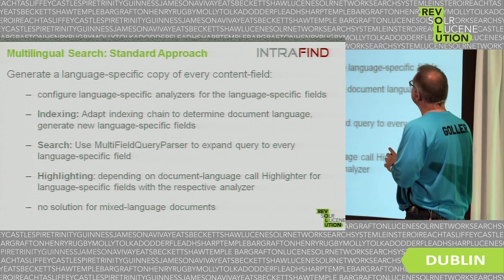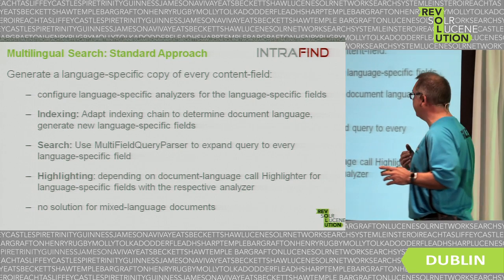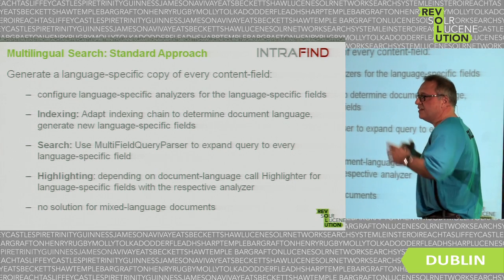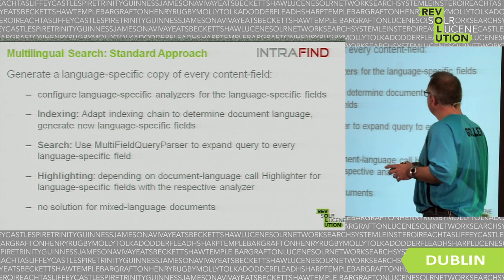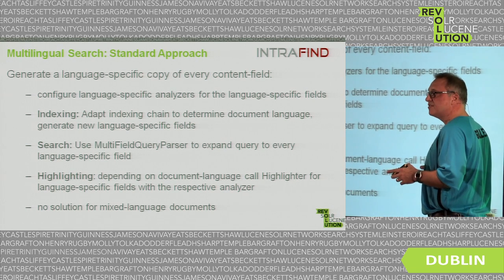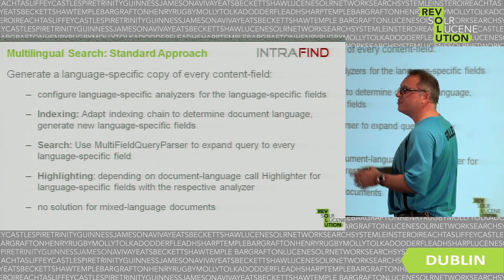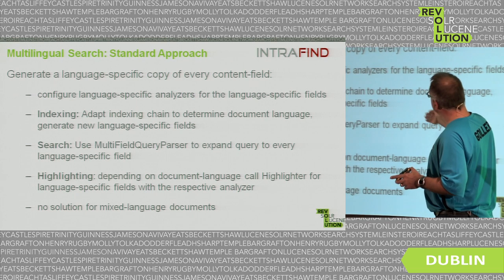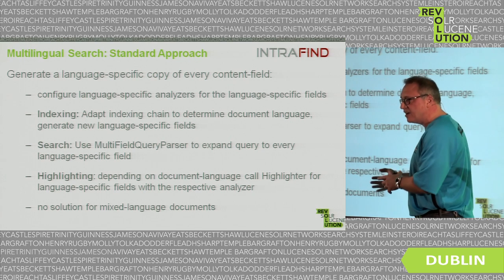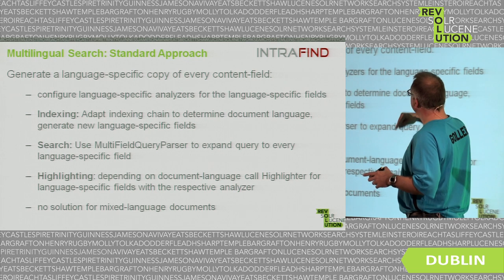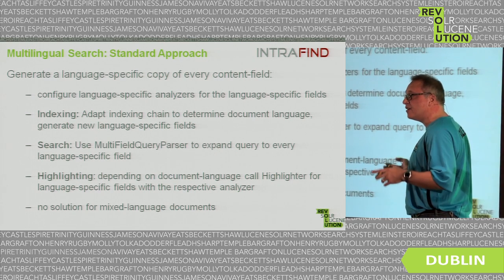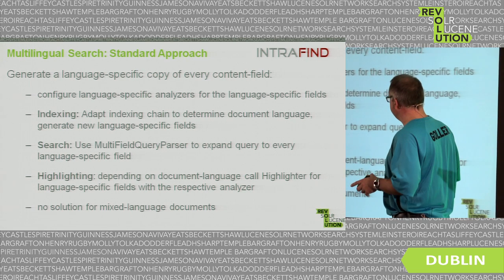So the standard approach for multilingual search, and it's still the approach we also follow currently, is to generate a language-specific copy of every content field, at least in the Solr schema, and so configure language-specific analyzers for each of these fields. So you have one analyzer for German content, one analyzer for English content. Yeah? And in the indexing chain, you have a language identifier, or the language might come with the document already, and depending on the language, you copy the content into the language-specific field, and the configuration takes care so that the correct analyzer is used for this language. So the language-specific analyzer is used.